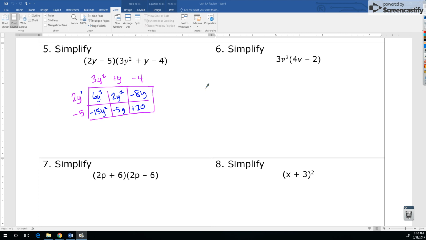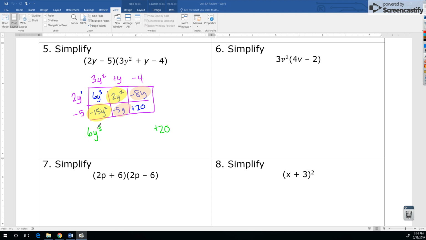positive 20. Okay, looking for my like terms just like I was doing at the top. So these are like terms because they both have y squared. These are like terms because they both have a y. I don't have any like terms for my 6y to the third power or my positive 20. So those just need to go by themselves.